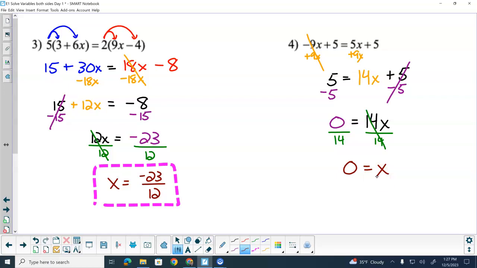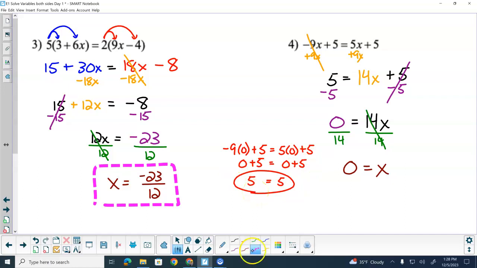Yeah. So when we go back to check it, this is a quick check. Negative 9 times 0 is 0. Plus 5 is 5. 5 times 0 is 0. Plus 5 is 5. And 5 is equal to 5. So there we go.